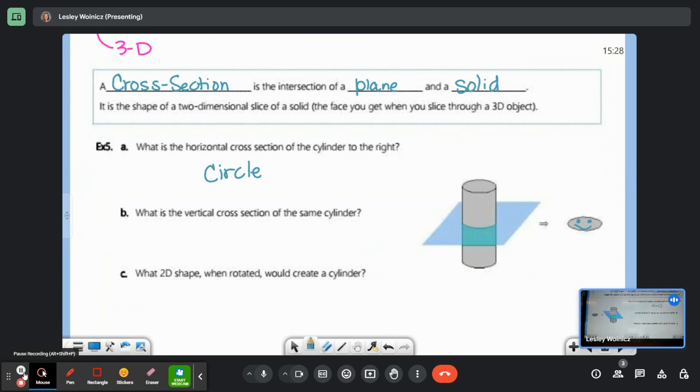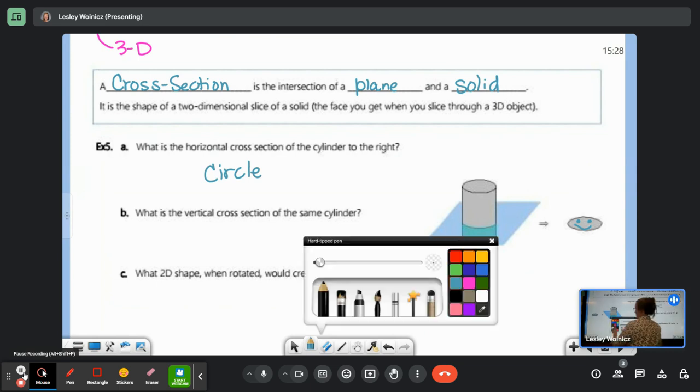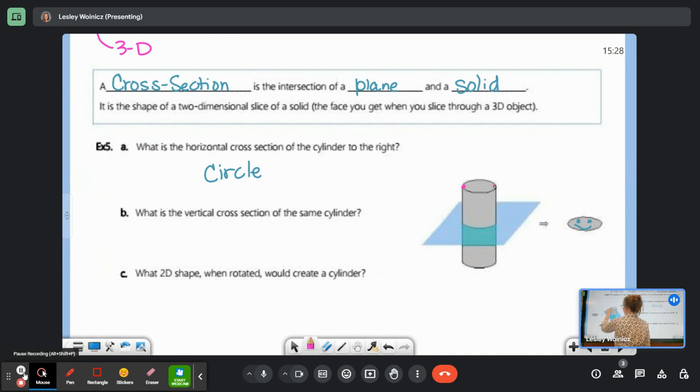All right, what if we did a vertical slice instead? Like perpendicular to the base. Okay, here, I'm going to help. Here's a vertical slice. Yeah, what do we get? A rectangle. Does everybody see it? Yeah.